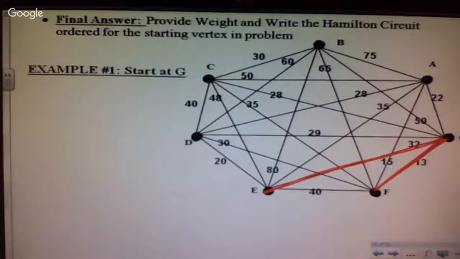F to A. Okay. E to G, you're right. I was gonna say 32. Never mind, you're right. Sorry. That's fine. Where did you see that at? How did you get that? My bad.